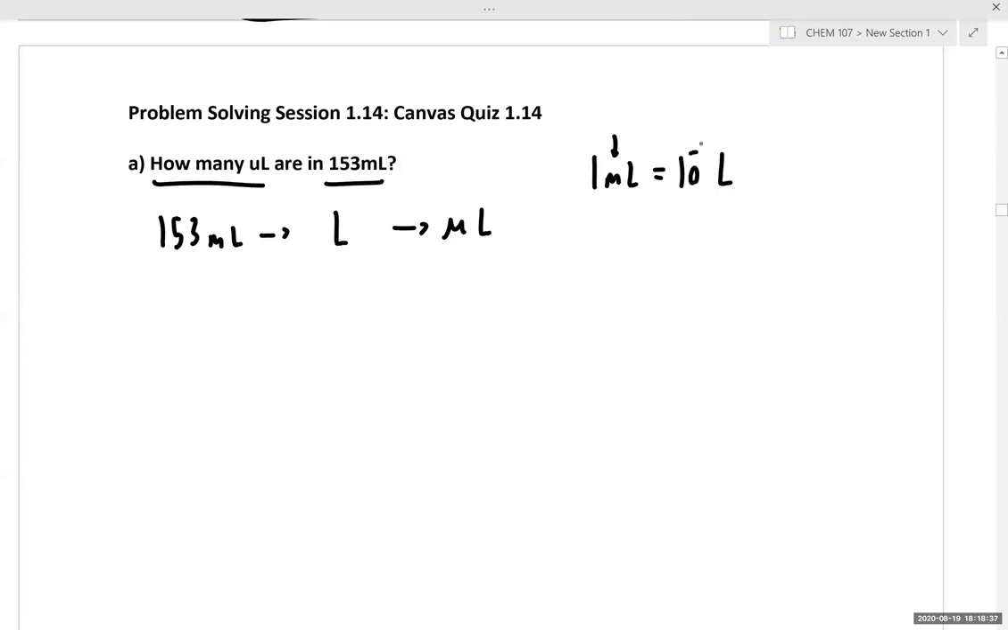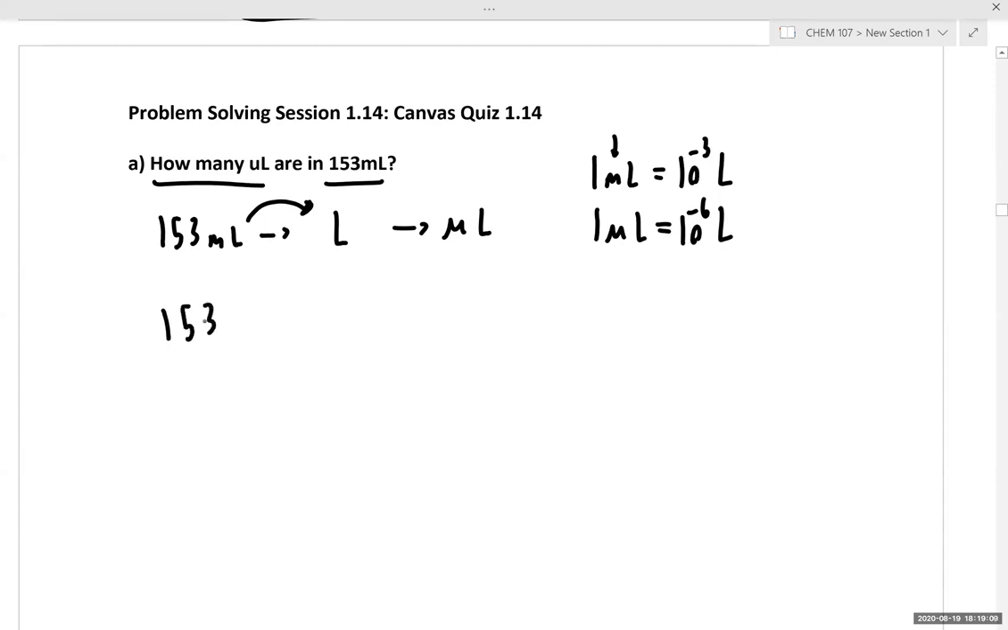Ten to the -3, exactly right. 10 to the -3rd. Let's write out our second equality, 1 microliter. This symbol is U for microliter. 1 microliter corresponds to how many liters? 10 to the -6, yep, exactly right. 10 to the -6th. Okay, perfect. So in our first step, we're going from milliliter to liter.